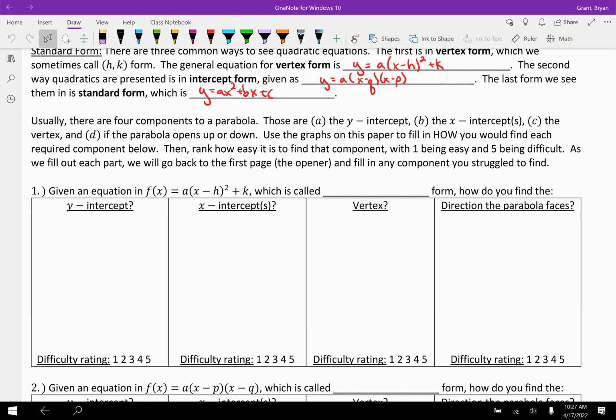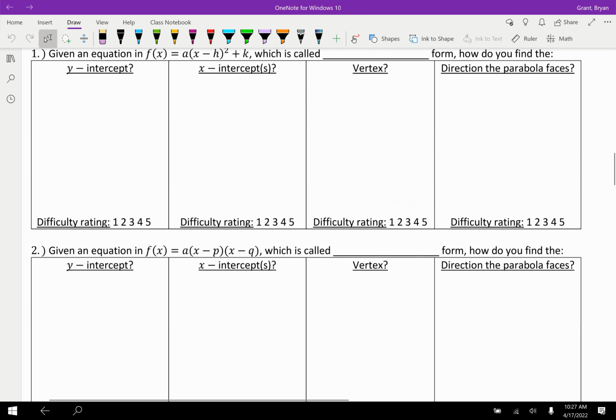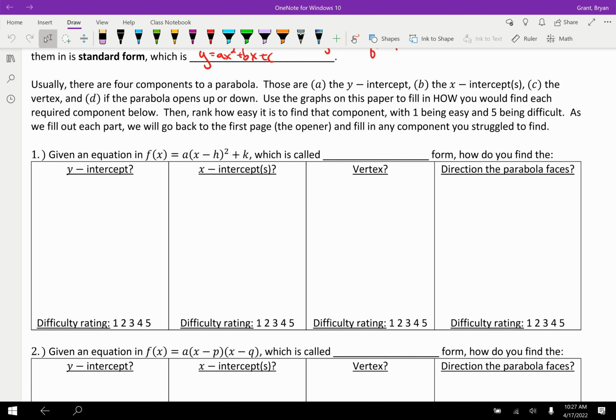So there probably should be a couple 5s on here, probably should be a couple 1s. That means, though, that we're not going to fill in the difficulty rating till the end of doing all 3 of these, because otherwise you won't know, relative to the others, which one is harder and which one's easier.